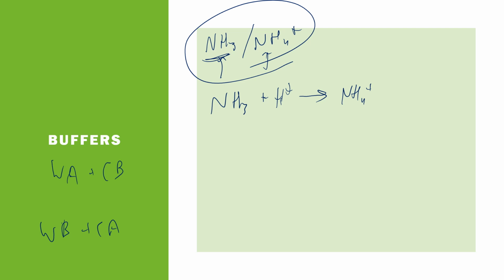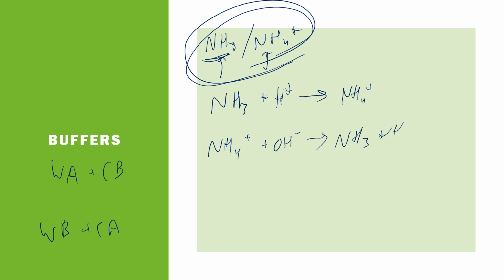If you were to take that same buffer solution and instead add in a base, it would react with the ammonium, and it would form ammonia with water. So buffers are really cool because they have both parts of a conjugate pair, an acid and a base present, and they can both neutralize acid or base when they're added in to keep the pH constant.